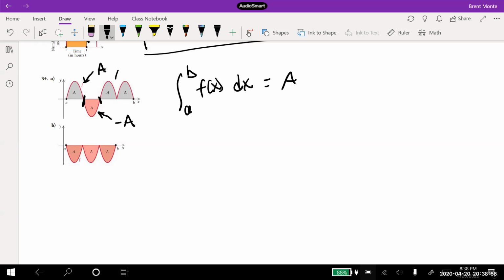And then this one's above, so again, that's A. That one's above, so that's A. So we actually have A minus A plus A plus A. These two cancel out, and we just have 2A as the total.